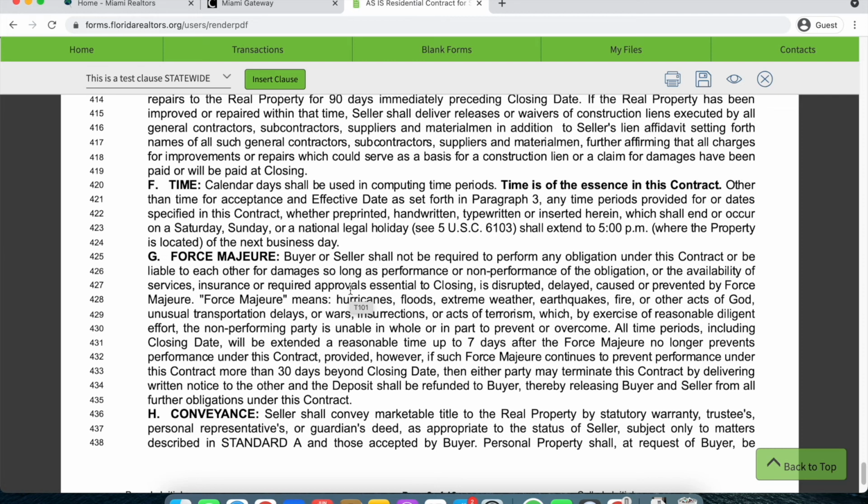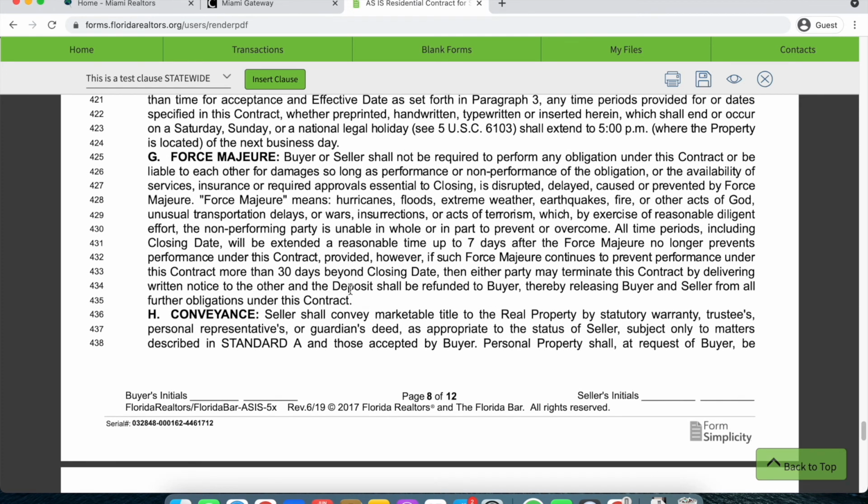So in the event that the property you're supposed to close on lands on a legal holiday, the contract extends automatically to 5 p.m. the following business day.